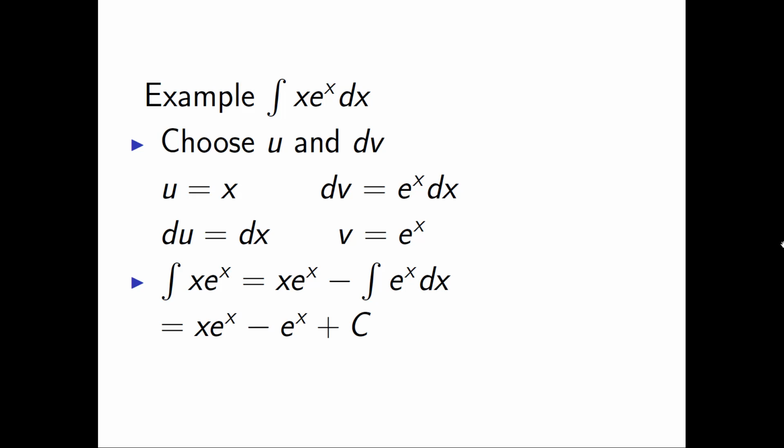integration, plus our c. Notice here we still had an integral here, so we didn't need the constant of integration yet. But when we got to this stage, there's no integrals left, so then we need the plus c. And that's not too bad. That's pretty straightforward.